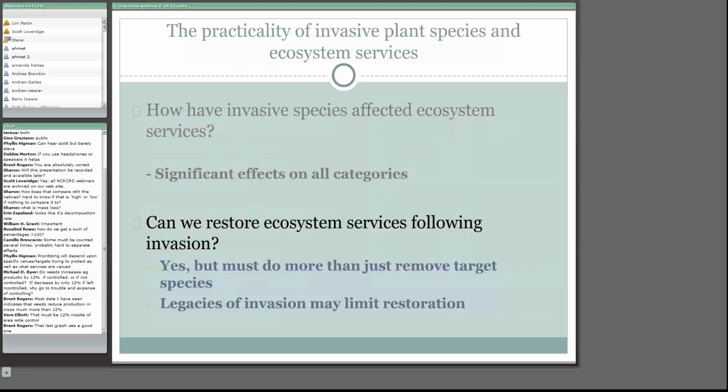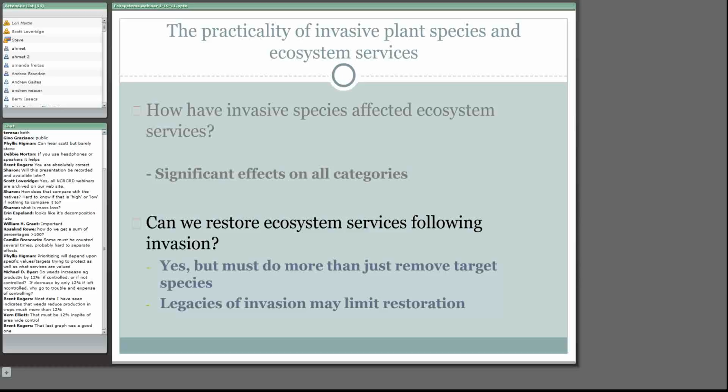Can we restore ecosystem services following invasion? Yes, but more than just removing the target species is needed. A lot of this is important for long-term control or maintenance of areas where invasive plants have been removed, because removing one plant often will result in the recolonization of another plant. So more than just removing plants, but considering the long-term effect is important for restoring, in this case, ecosystem services following invasion.